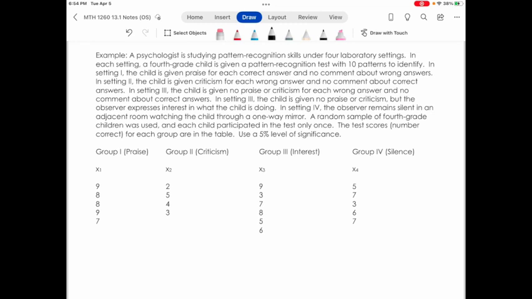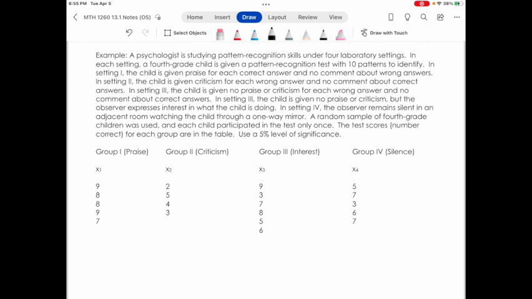All right, so for the second example, it says a psychologist is studying pattern recognition skills under 4 laboratory settings. In each setting, a 4th grade child is given a pattern recognition test with 10 patterns to identify. In setting 1, the child is given praise for each correct answer and no comment about the wrong answers. In setting 2, the child is given criticism for each wrong answer and no comment about the correct answers.